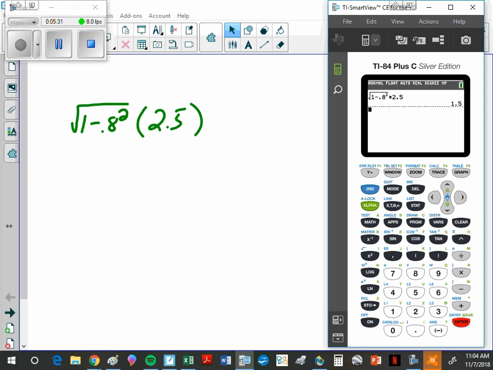What if R gets bigger? So that equals 1.5. What if 0.8 gets bigger? What's going to happen to 1.5? It's going to get smaller. Why?